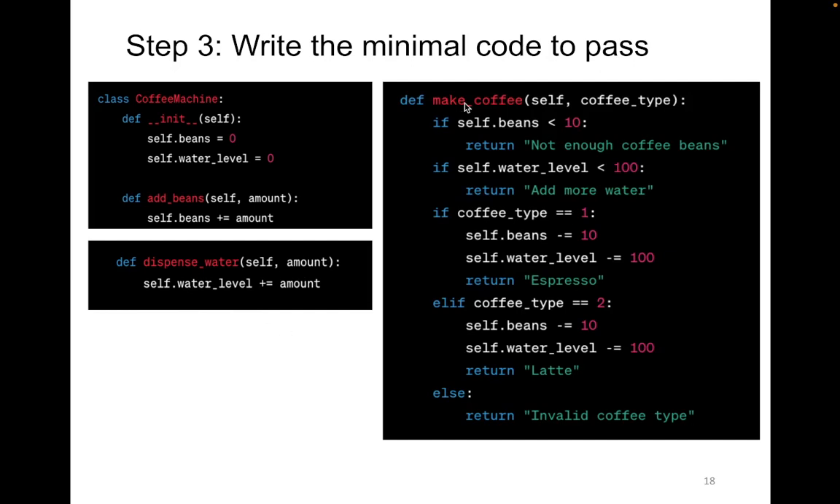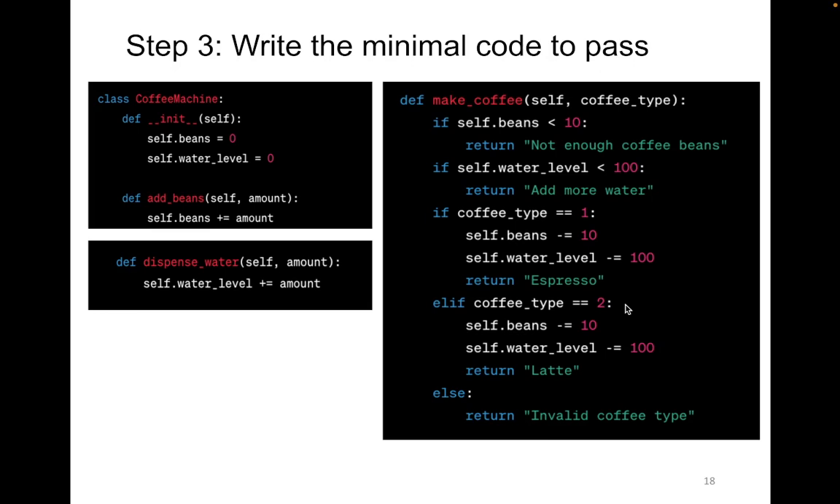And then we can make a function called make coffee. It will make sure that for any coffee, there are at least 10 beans. Then we also want to make sure that there is at least 100 grams of water, or milligrams, right? And then we can check which type of coffee it is. So for now, we can do espresso and latte. That's it. And if anything else comes, we say that it's an invalid coffee type. So we can only make two. And we can run the test.